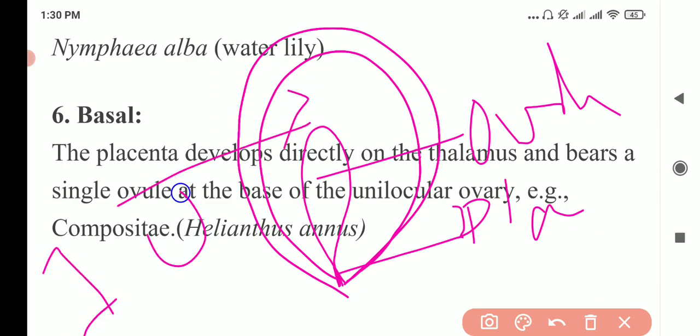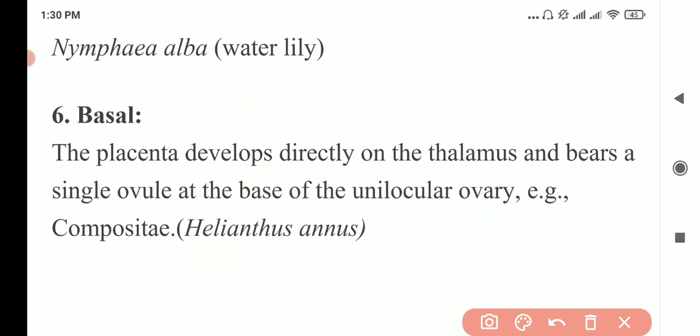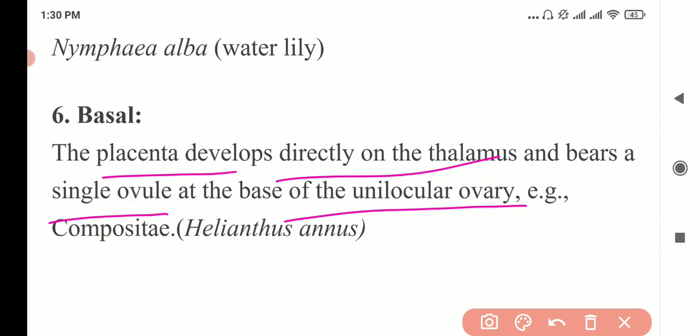So in a one-chambered ovary, the placenta develops directly on the thalamus and bears a single ovule at the base of the single-chambered ovary. The example is sunflower. In fact, you can give marigold also as an example, and daisy, and all those beautiful flowers in the Asteraceae family that we have already done.